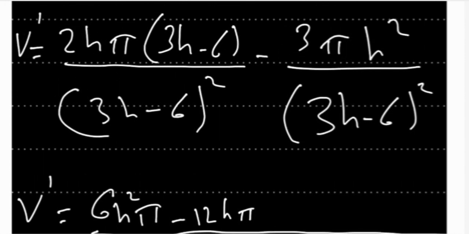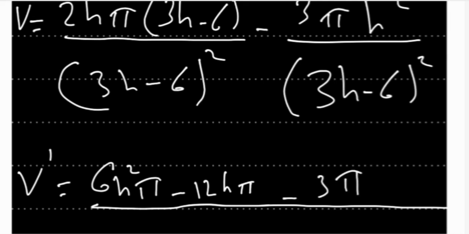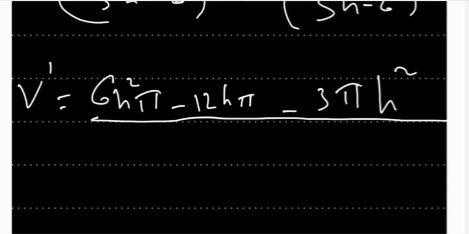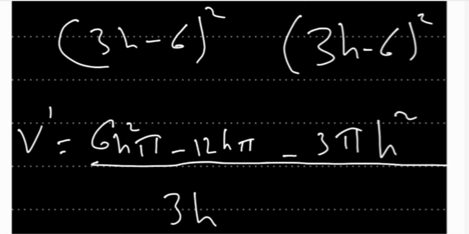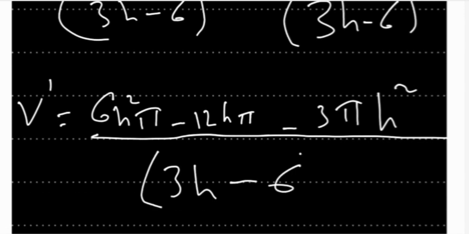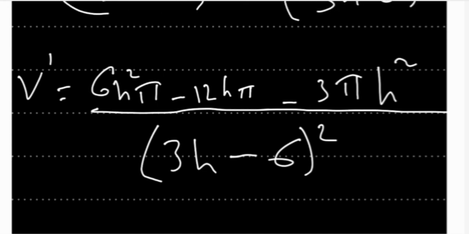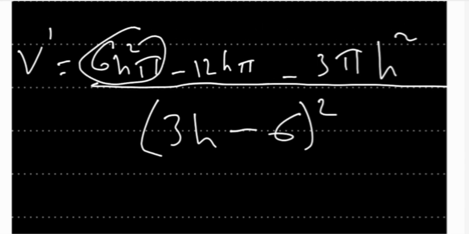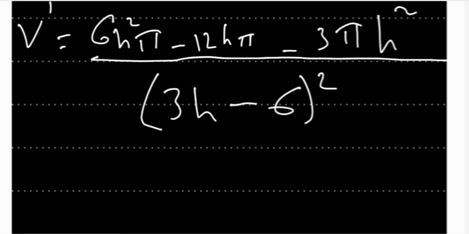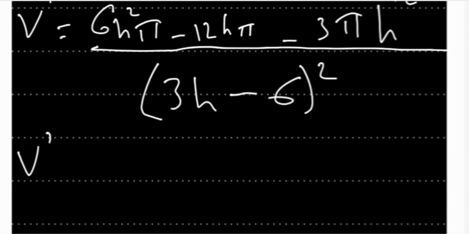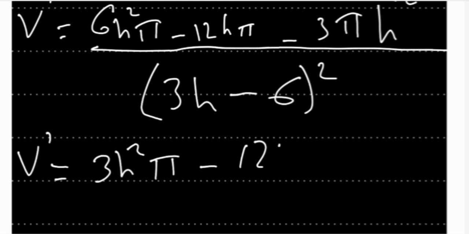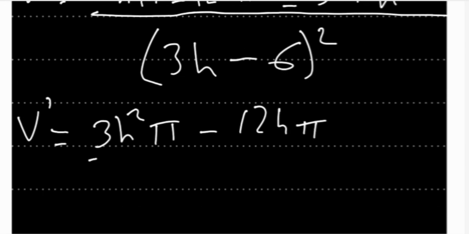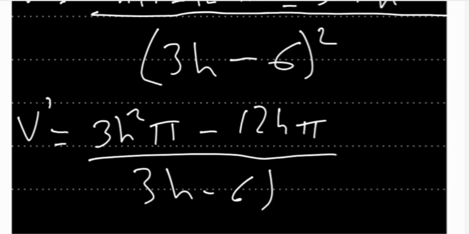So minus 3ph² divided by (3h - 6)², right? Okay. So 6h²p minus 3h²p, we'll have that V' is equal to 3h²p minus 12hp divided by (3h - 6)².